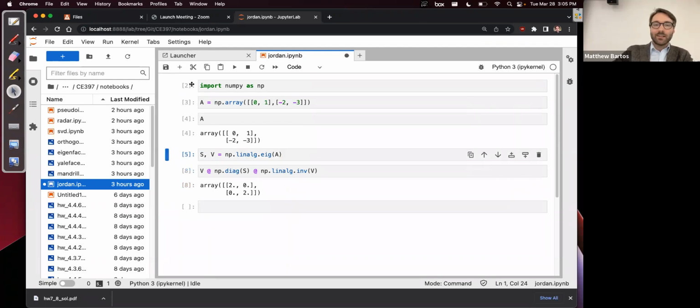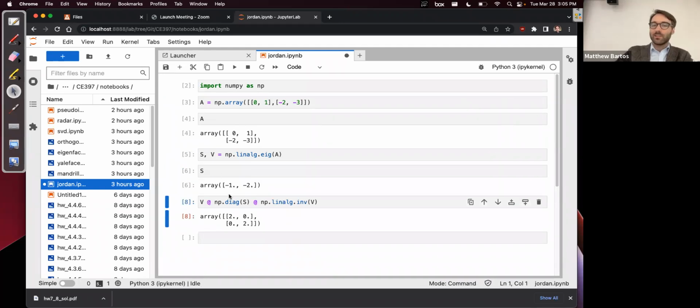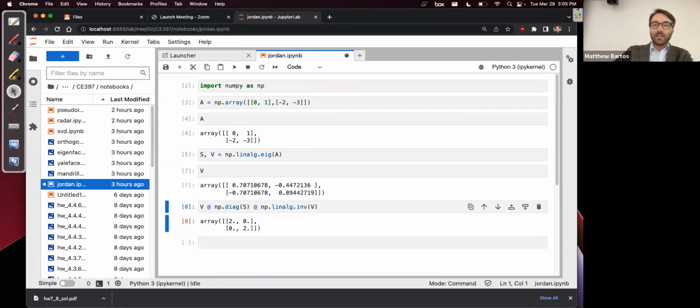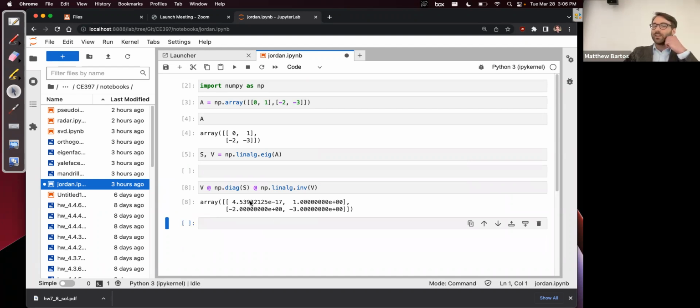And if we look at what it returns, we'll see that S is equal to the eigenvalues, and V is the matrix of eigenvectors. So if we take this product here, V times the matrix of eigenvalues times the inverse of V, this should return our original matrix. And we'll see that that's the case with a little bit of numerical error here. So this is basically 0, 1, -2, -3.